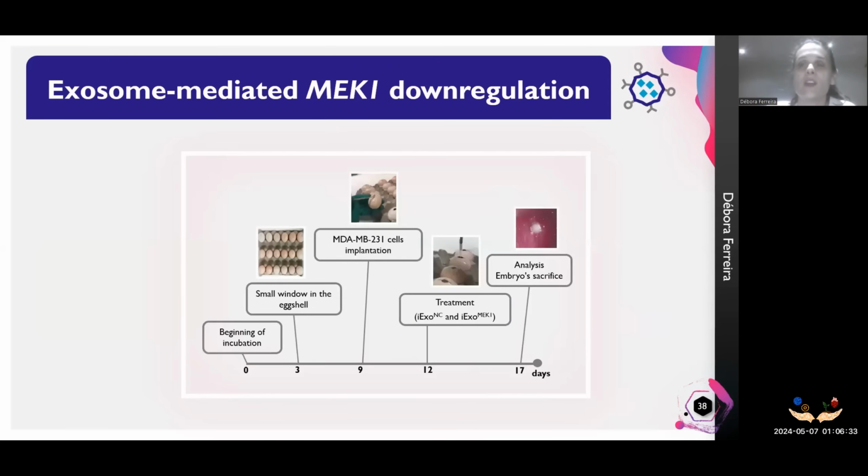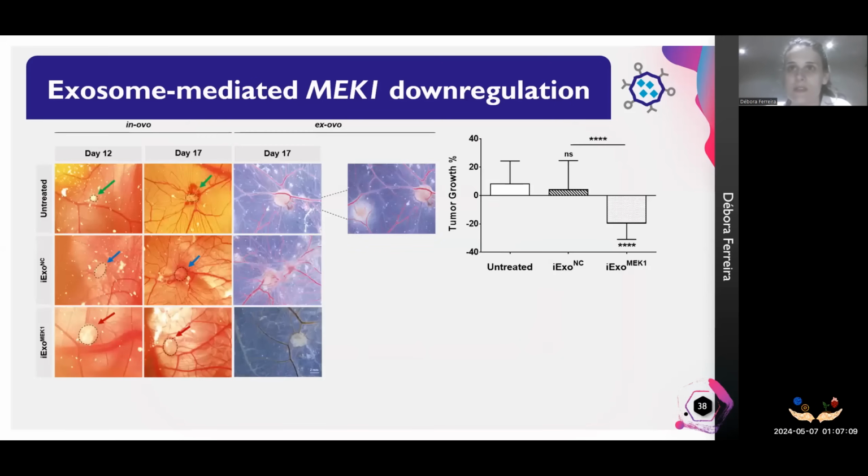Additionally, the methodology called CAM, from the chorioallantoic membrane of chicken embryos, was employed, which has been used for various biological assays to study the effect of substances on tumor development, tissue vascularization, angiogenesis, among others. So we started by making a small window on the eggshell on day 3, then we implanted the MDA-MB-231 cells, we did the treatments on day 12, and on day 17 we analyzed the results.